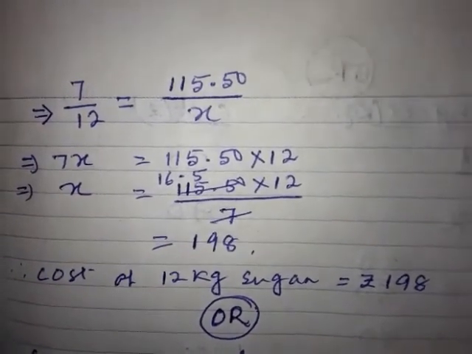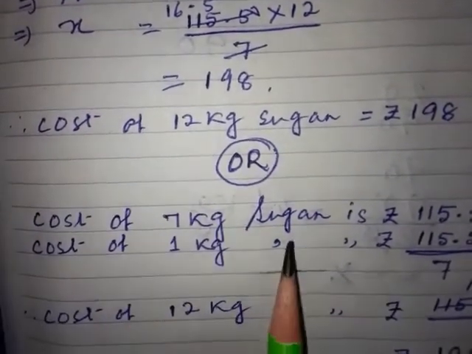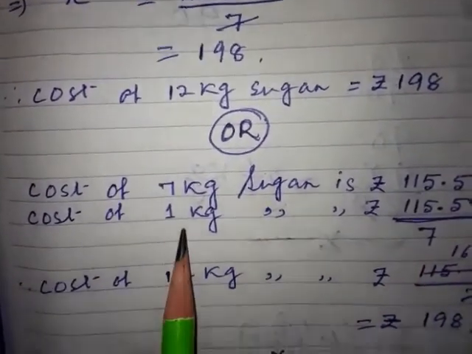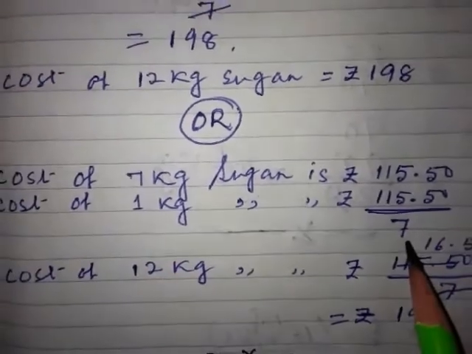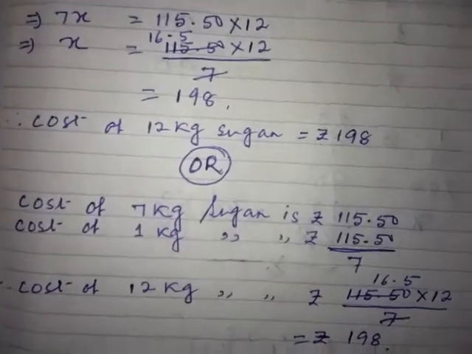The same maths I have showed in other way also, you can do it. This is what we are habituated to do. Cost of 7 kg sugar is this much. Cost of 1 kg sugar will be definitely less. Less means division. And now cost of 12 kg sugar, if you multiply it, you will be able to get it. The value comes 198.